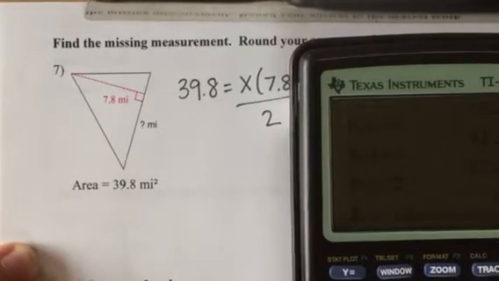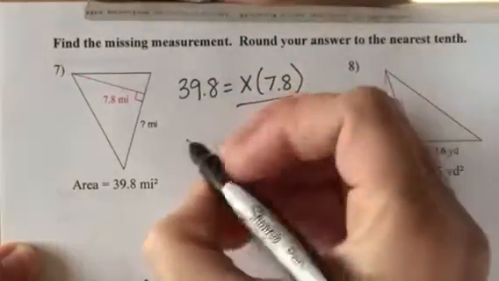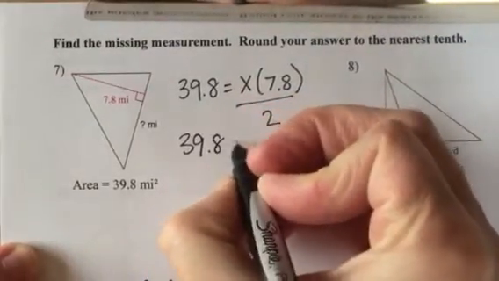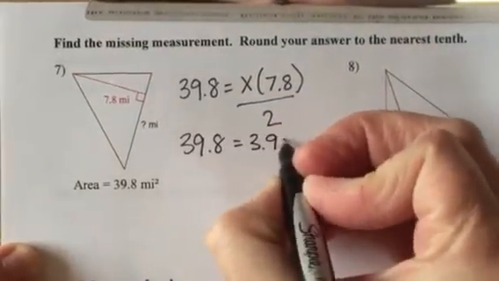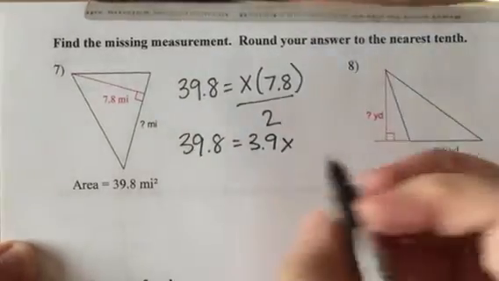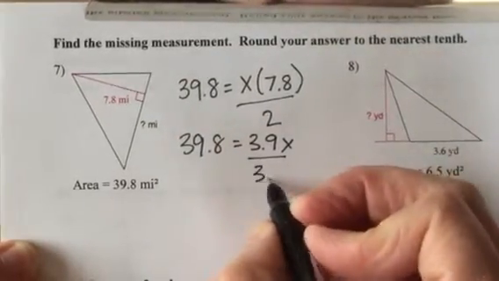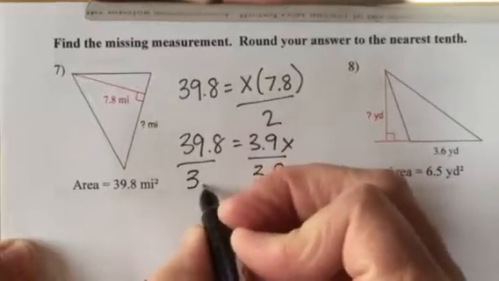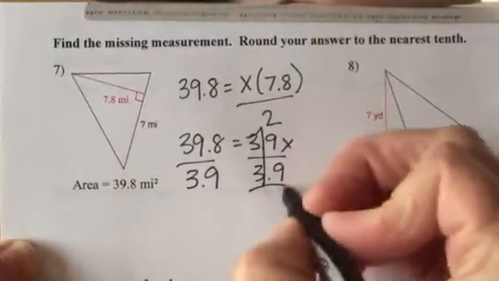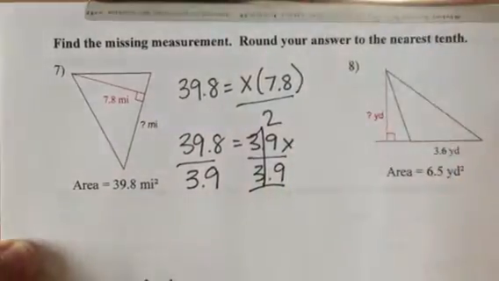7.8 divided by 2 gives me 3.9. So 39.8 equals 3.9 times x. Now to solve for x, the missing base, I'm going to divide both sides by 3.9. My goal is to get x alone. 3.9 divided by 3.9 is 1. So I'm in good shape there.